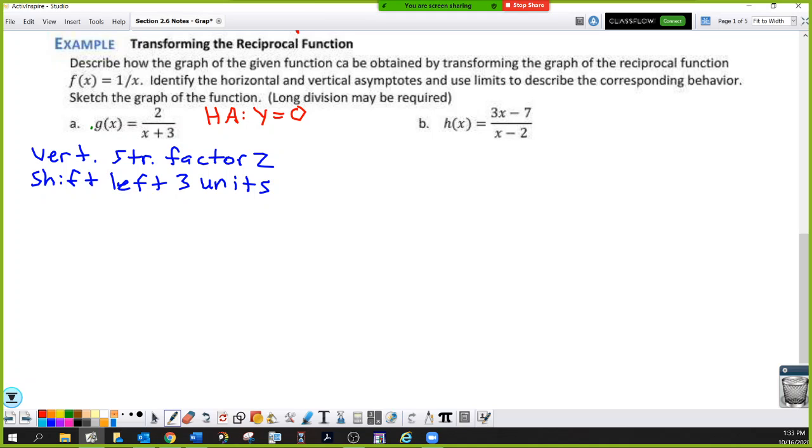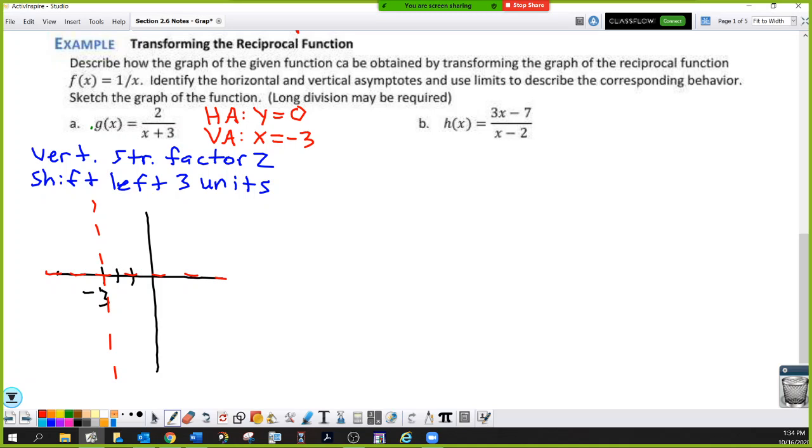However, our vertical asymptote, which was supposed to be the y-axis at x equals 0, has been shifted left 3. Or you could just say, well, I see a negative 3 is not allowed to be plugged in. So my vertical asymptote is at x equals negative 3. And let's just go ahead and sketch the graph. There's negative 3, vertical asymptote. X-axis, still the horizontal asymptote.